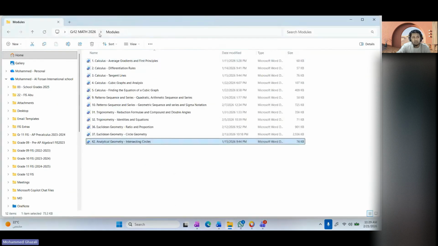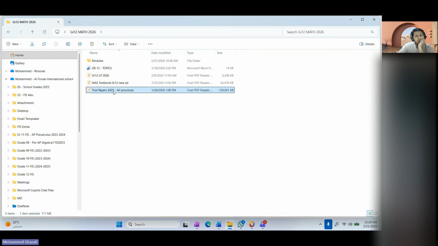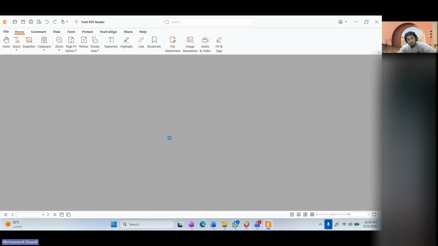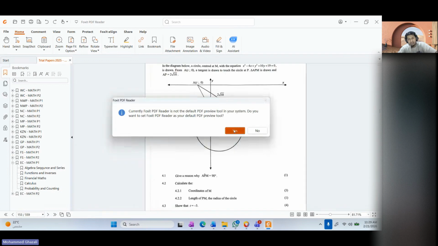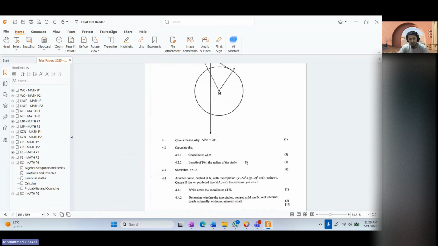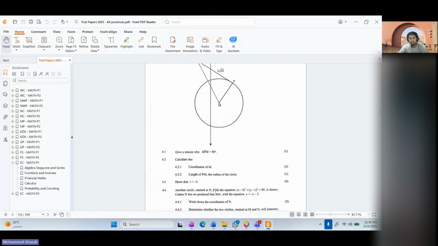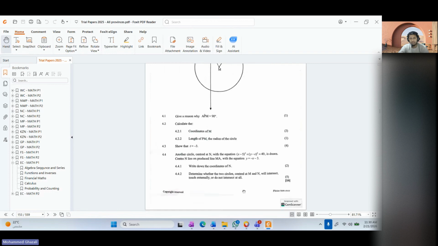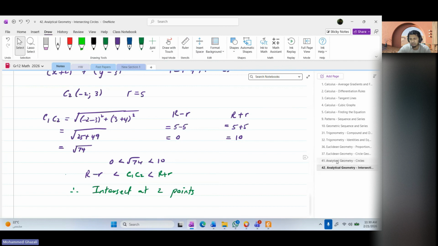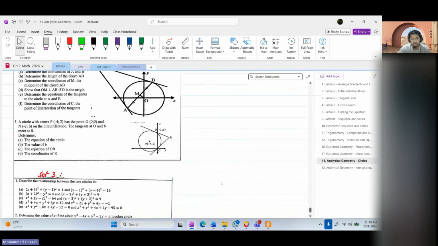All right, guys. Now I want to go back to our papers that we are doing and solve some examples because now we have a little bit more insight. So remember we did this problem yesterday. Determine the two circles centered at M and N will intersect, touch externally, or do not intersect at all. All right. So, just doing that question again.